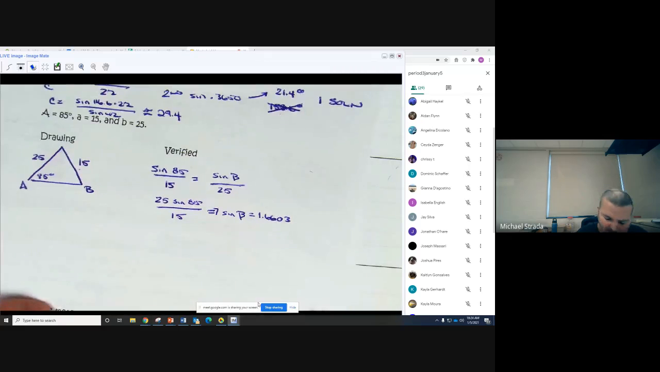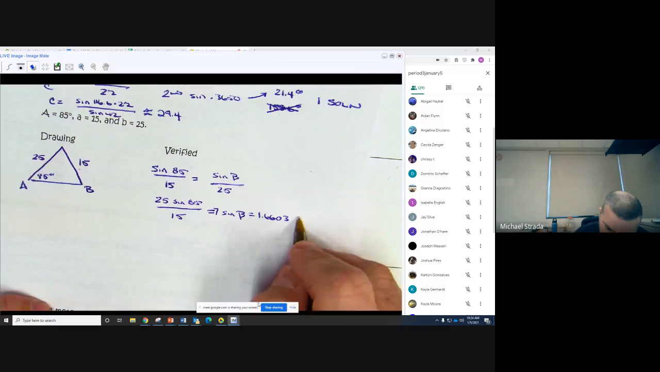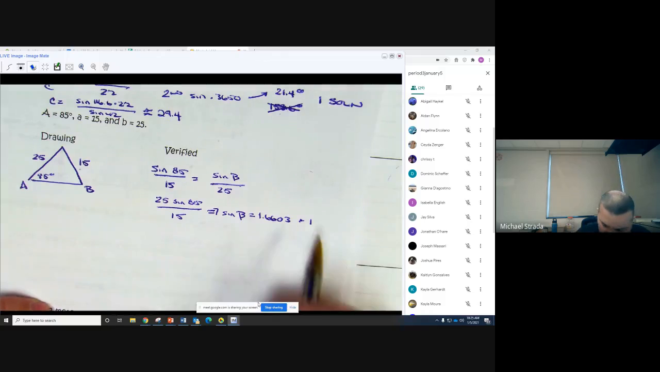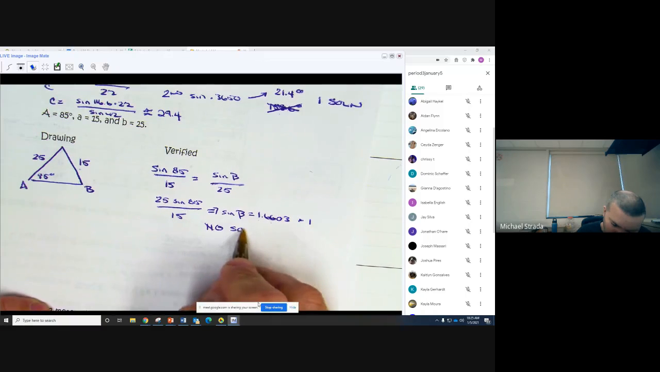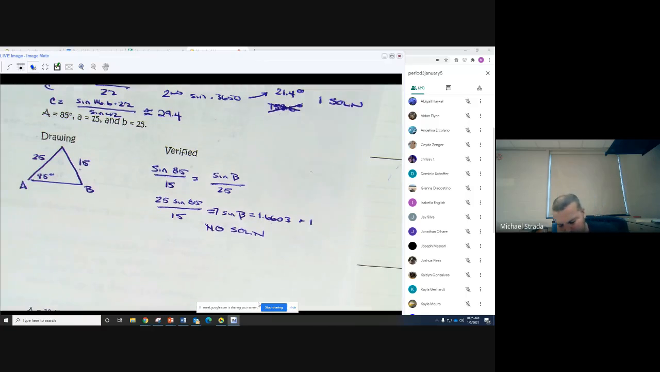Okay? As we all know, 1.6603 is greater than 1. Whenever you get the sine of an angle greater than 1, you simply write no solution and you move on with your life.